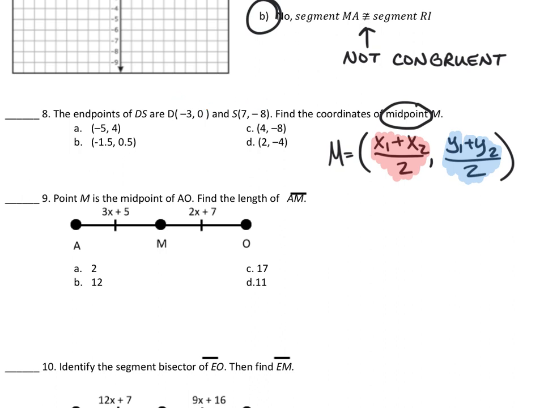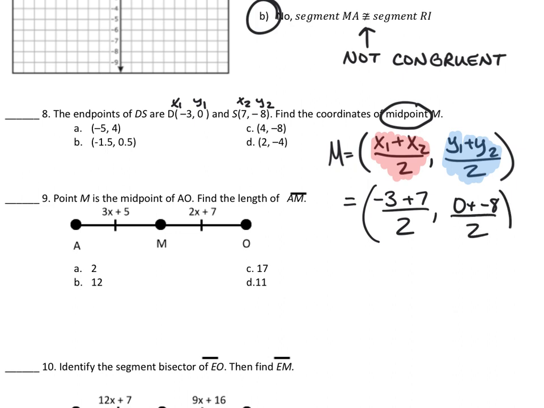That color scheme does not make sense. Let me try a different one. x1, y1, and then x2, y2. Okay, in the midpoint formula, I would be plugging in -3 plus 7 divided by 2, comma, 0 plus -8 divided by 2, close parentheses.